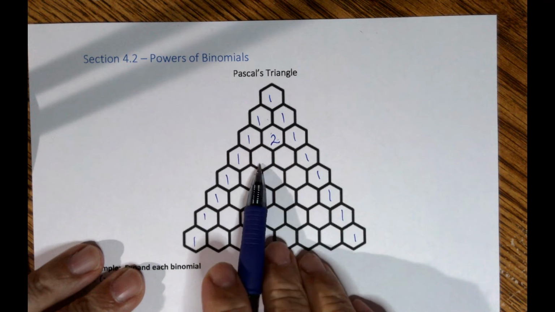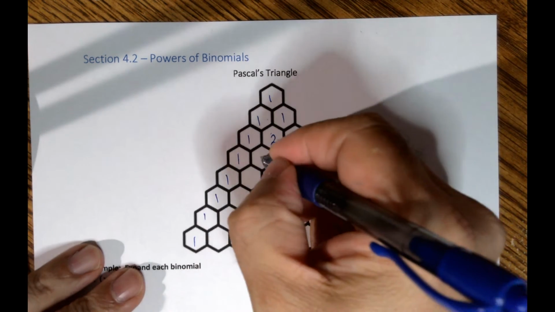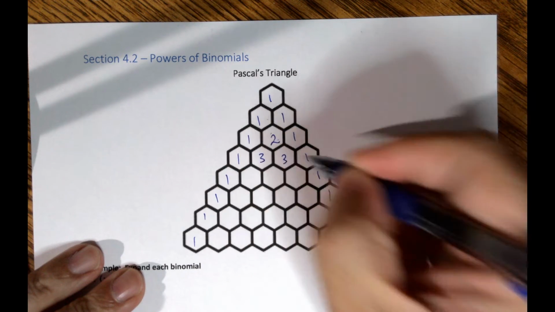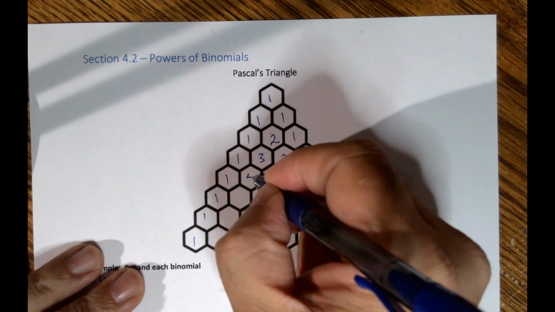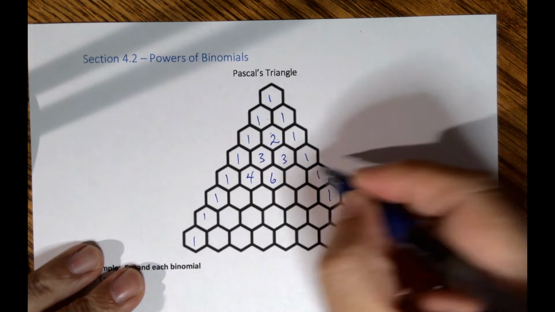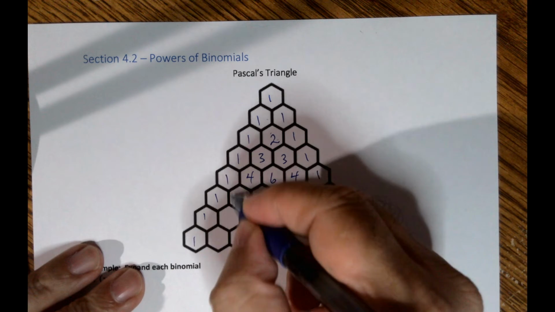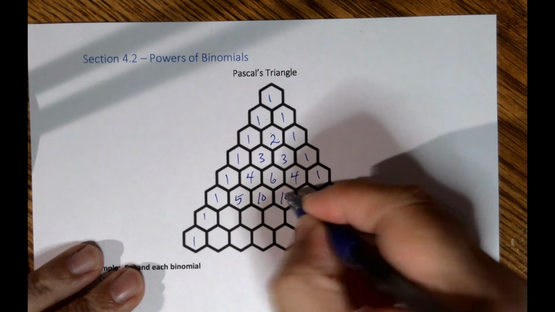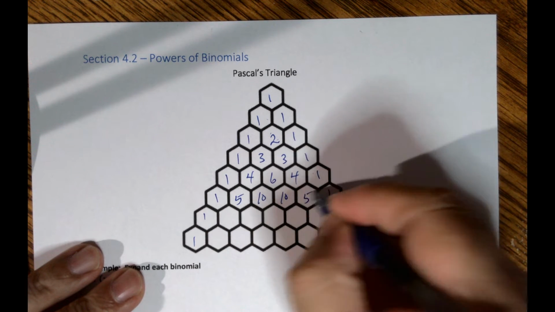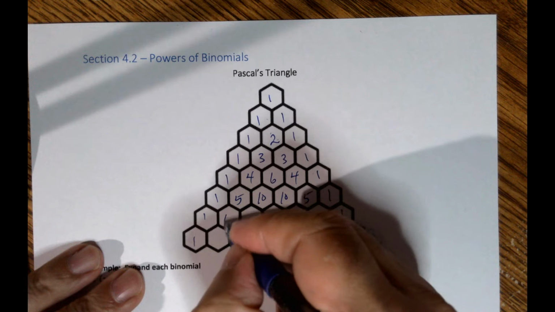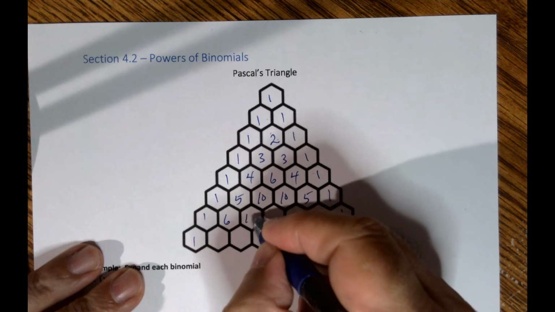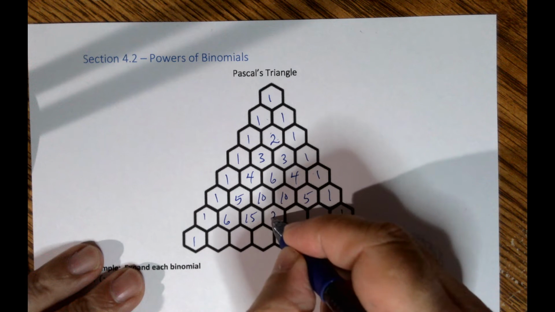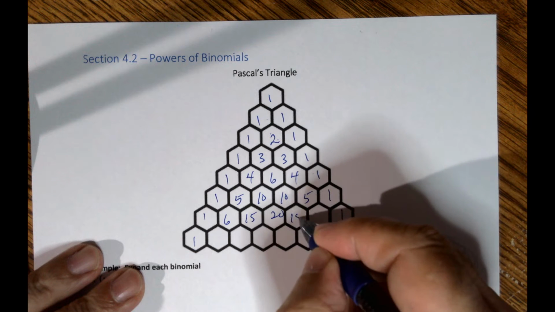And then this cell is 1 plus 2, making it 3. 2 plus 1, 3. 1 plus 3, 4. 3 plus 3, 6. 3 plus 1, 4. 1 plus 4, 5. 6 plus 4, 10. 6 plus 4, 10. 4 plus 1, 5. 1 plus 5, 6. 10 plus 5, 15. 10 plus 10, 20. 10 plus 5, 15.